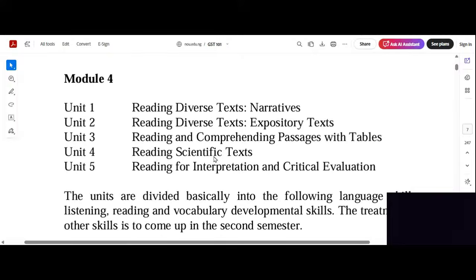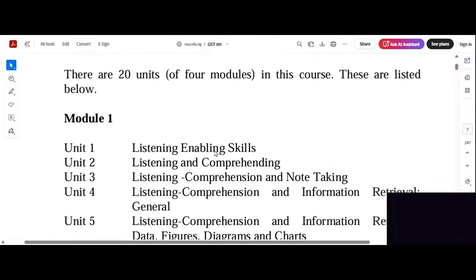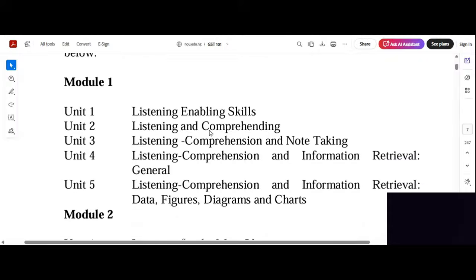So that is it. And to achieve that aim, that goal of you becoming a good listener and a good reader, we'll study that through some modules and units. So our objectives that will lead us to our goal are listed below. In module 1, we will start by talking about listening enabling skills. Those are the skills you need in order to be able to listen.